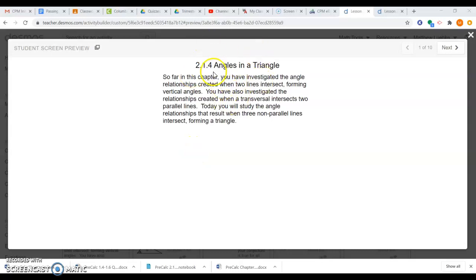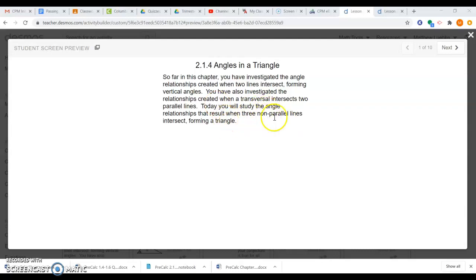Alright, here is the video guide for lesson 2.1.4, focusing on the angles in a triangle. So we've talked about when lines intersect, and you end up getting a vertical angle relationship just by having two lines intersect. We've also talked about relationships created when transversals intersect two parallel lines. That is our corresponding angles, our alternate interior angles, and our same side interior angles.